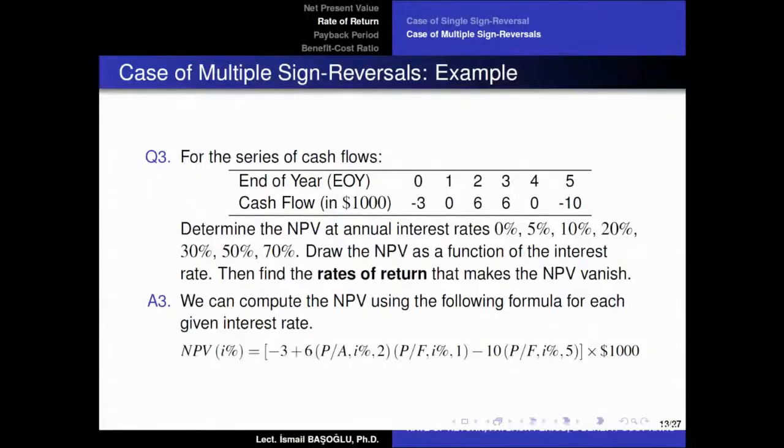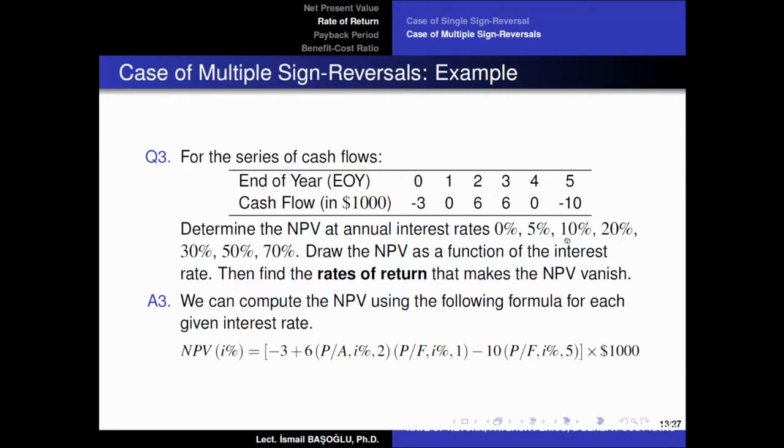And we are going to do this for 0% respectively. At 0%, it is very easy because we are simply going to sum these values. And it is going to be -1 at 0% interest rate. The net present value will be -1,000. Then it is going to increase. It is going to increase. Then it is going to decrease again.